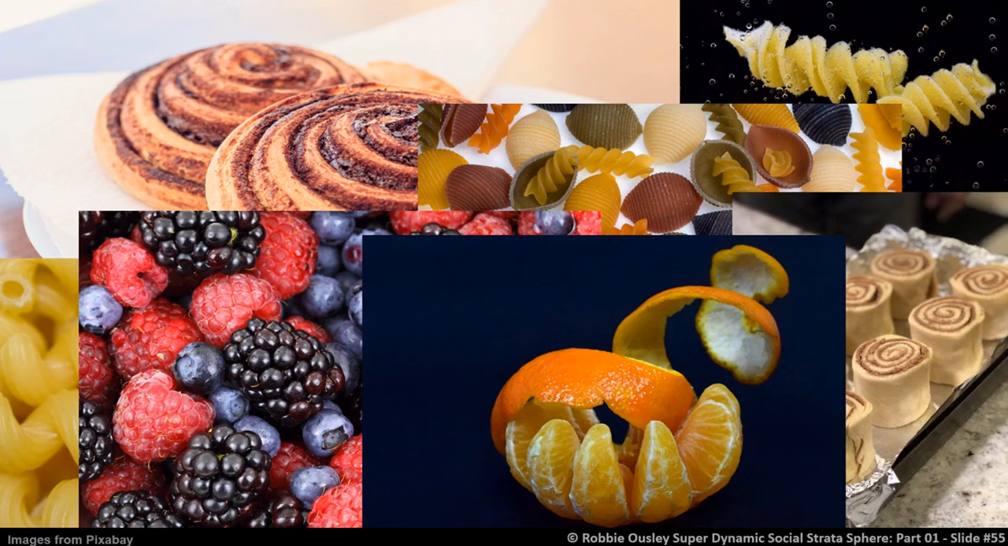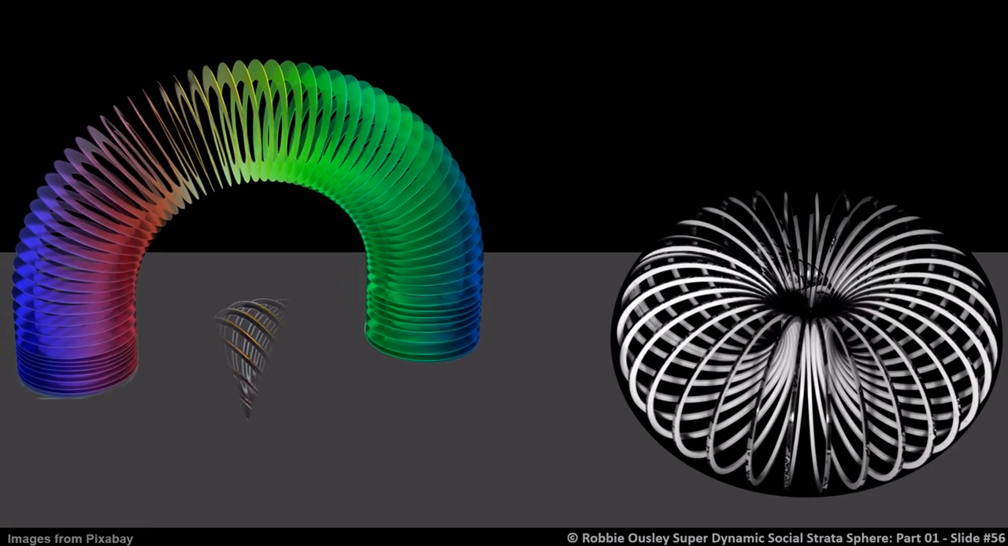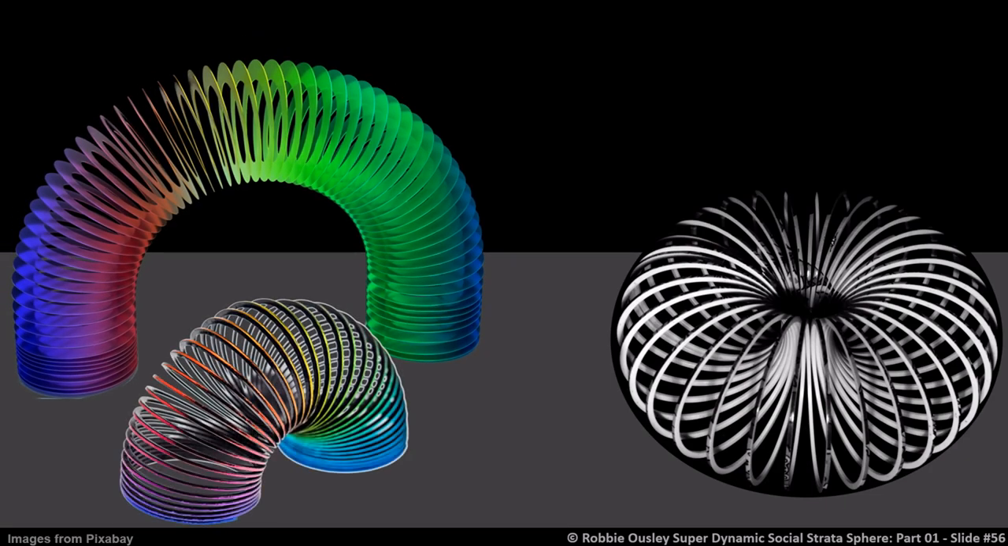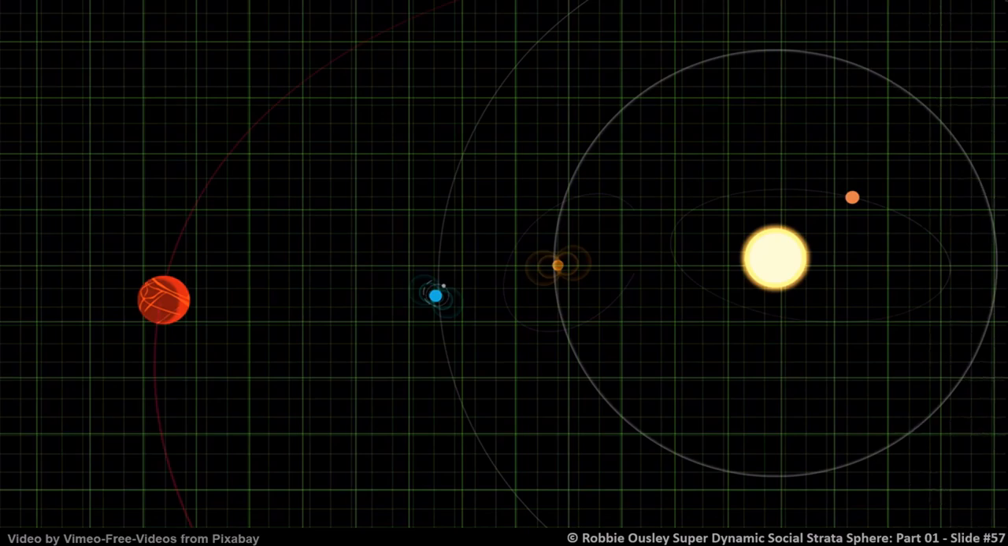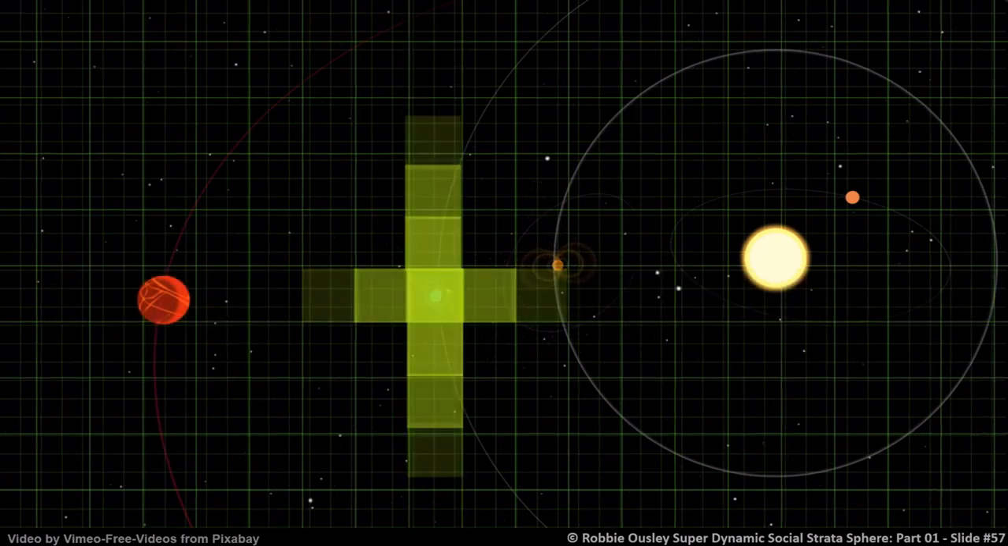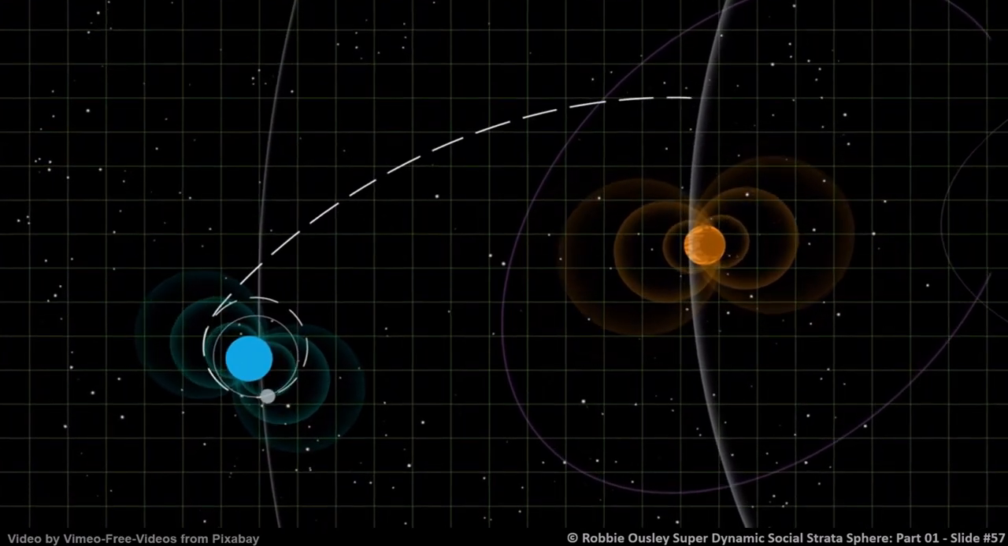Foods use natural and man-made ways of making spirals work for us. Toy slinkies, yo-yos, spinning frisbees, and party decorations use spirals to enhance their appearance and fun uses. Spaceflight utilizes spiral paths to speed up and slow down around celestial bodies.